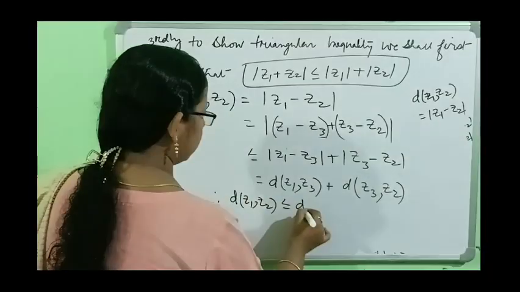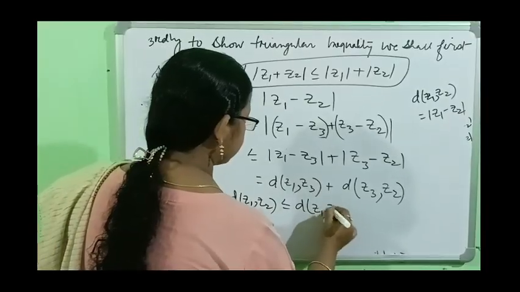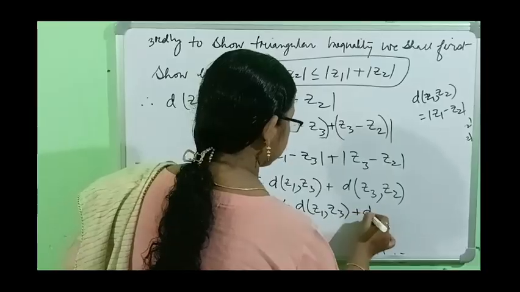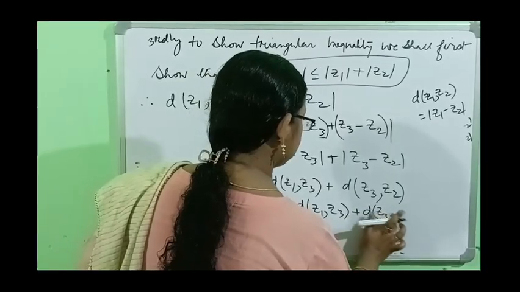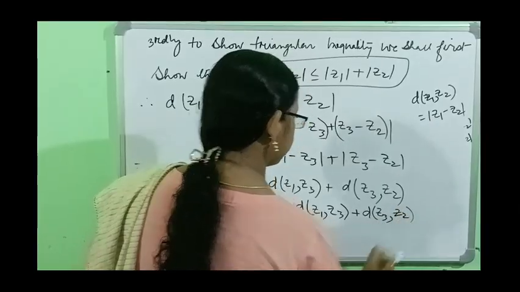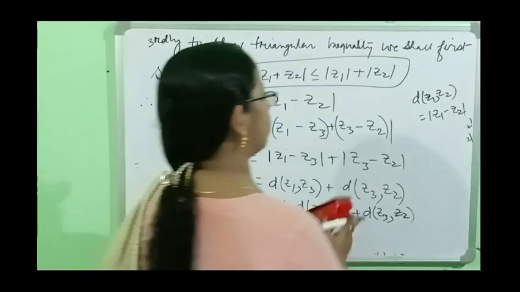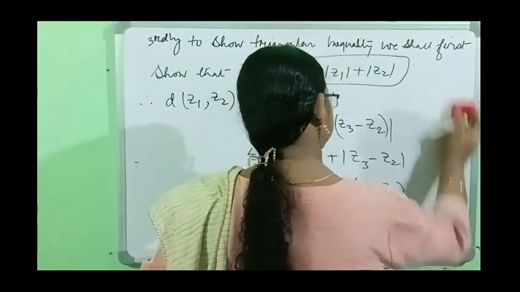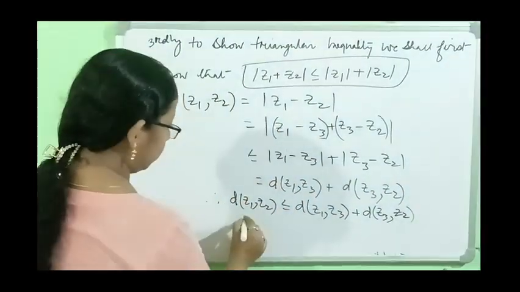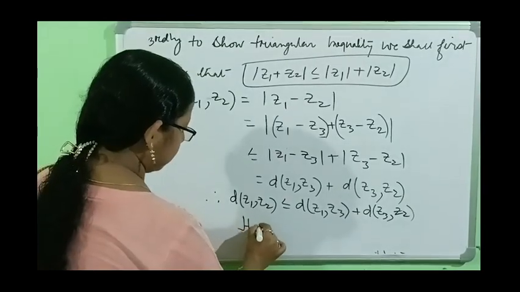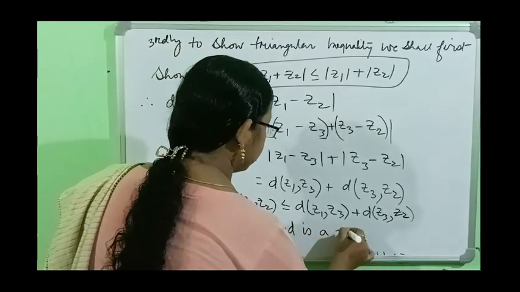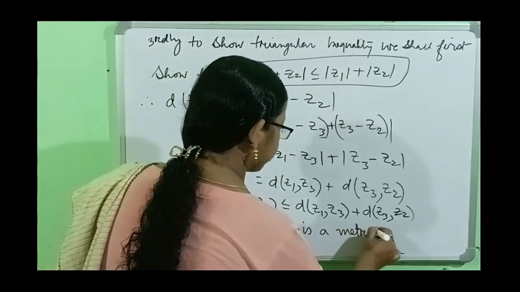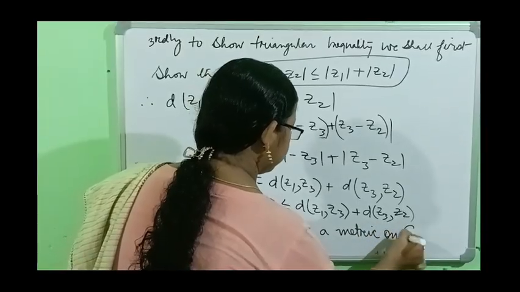That is this one, z2, and therefore, hence d is a metric on C, the set of complex numbers.